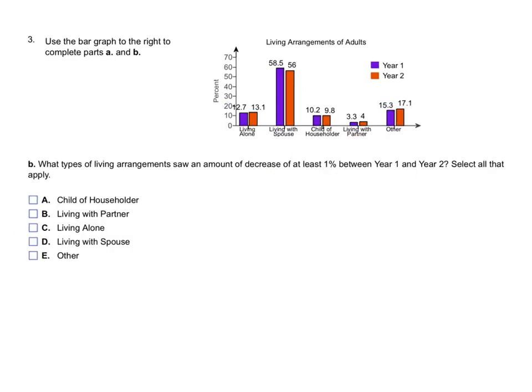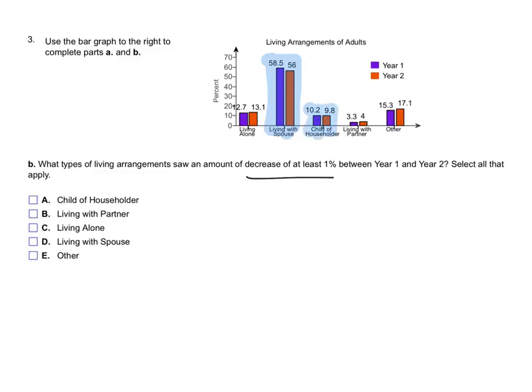Part B. What types of living arrangements saw an amount of decrease of at least 1% between year 1 and year 2? So we're going to compare the two bars again, but now we're looking for a decrease. So my purple bar should be higher than my red bar. And we have this group here where the purple is higher than the red. And then also we have this group here.